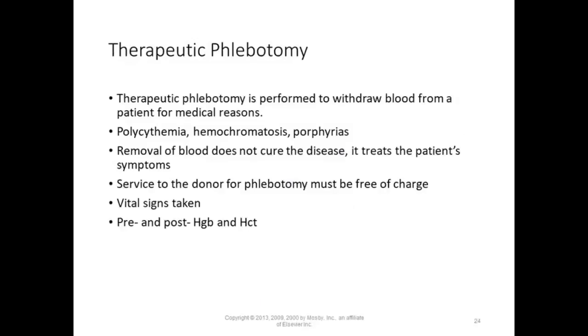The therapeutic phlebotomy. So therapeutic phlebotomy is performed to withdraw blood from a patient for medical reasons. So it's usually done on patients that have been diagnosed with polycythemia vera, hemochromatosis, or the porphyrias. So these people usually have a high hematocrit. One of the symptoms is the reddened face or the rosy cheeks, like Santa Claus cheeks, indicating that they have a high or elevated iron content. So removal of the blood does not cure the disease, but it treats the patient's symptoms.